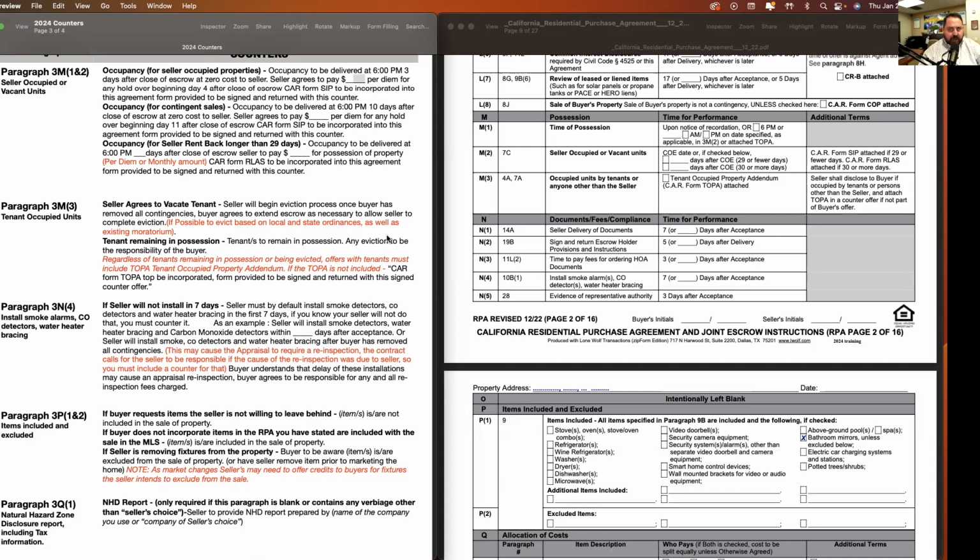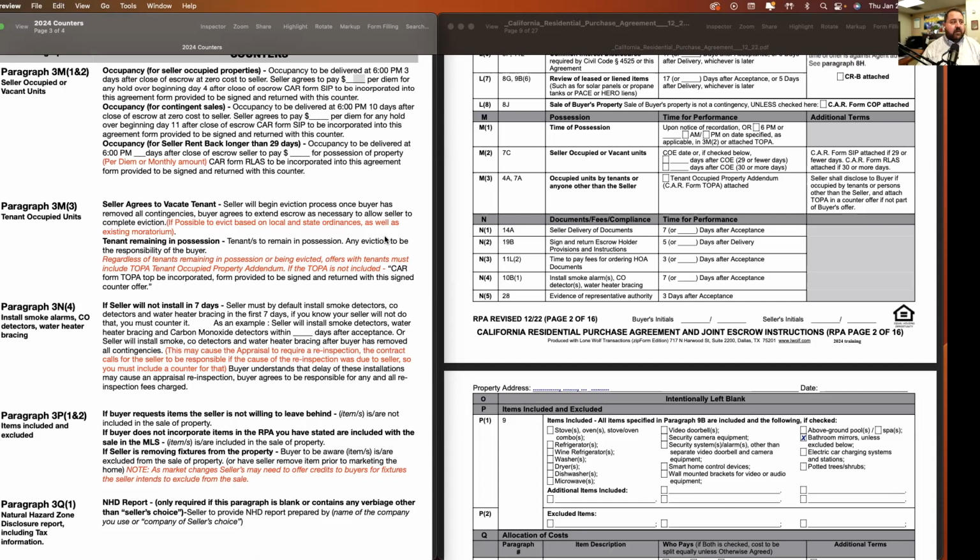And then in red, I put in there just a caveat, if possible to evict based on local and state ordinances, as well as existing moratorium. Originally that was written when we had the COVID stuff, but regardless, you've got to check to make sure it's possible that you can vacate the tenant before you agree to vacate tenants. My feeling is if it's not a single family, you're selling it with the tenants in possession.